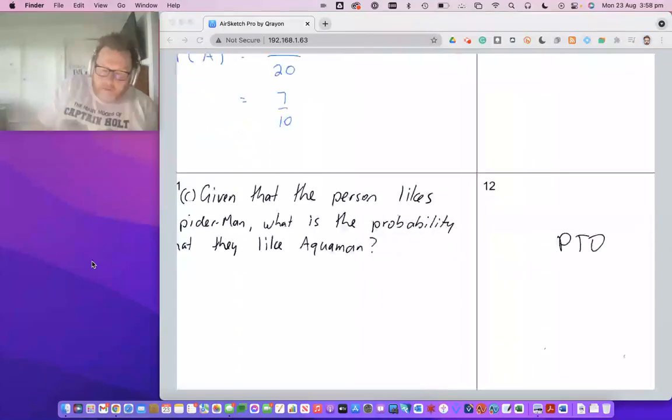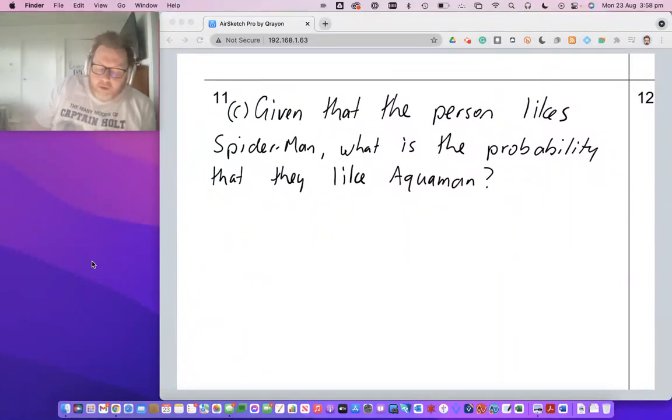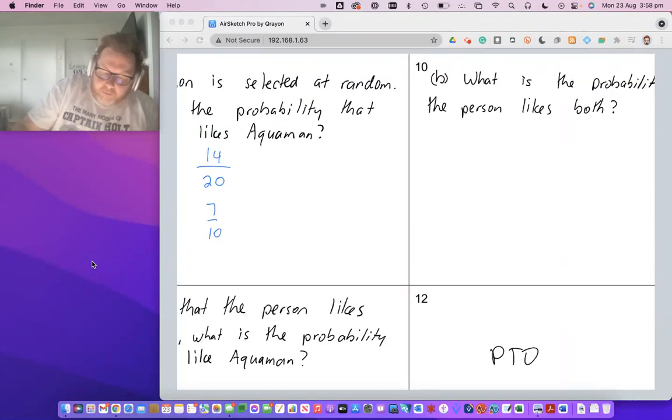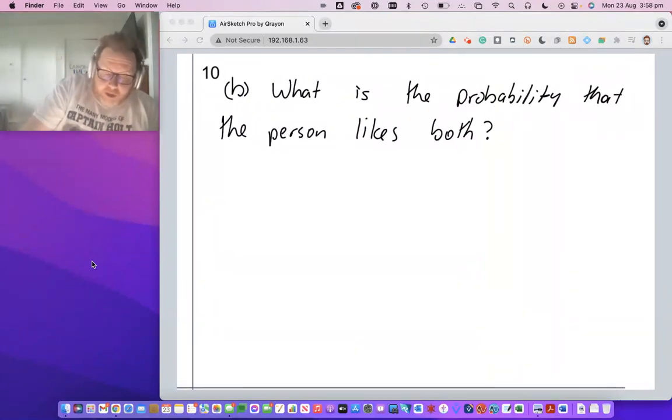C is given that the person. Oh, hang on. I don't know. I've done this from last year, or a couple of years ago when I last taught the course. So, if you see me growling at the person who wrote this, it's actually me.